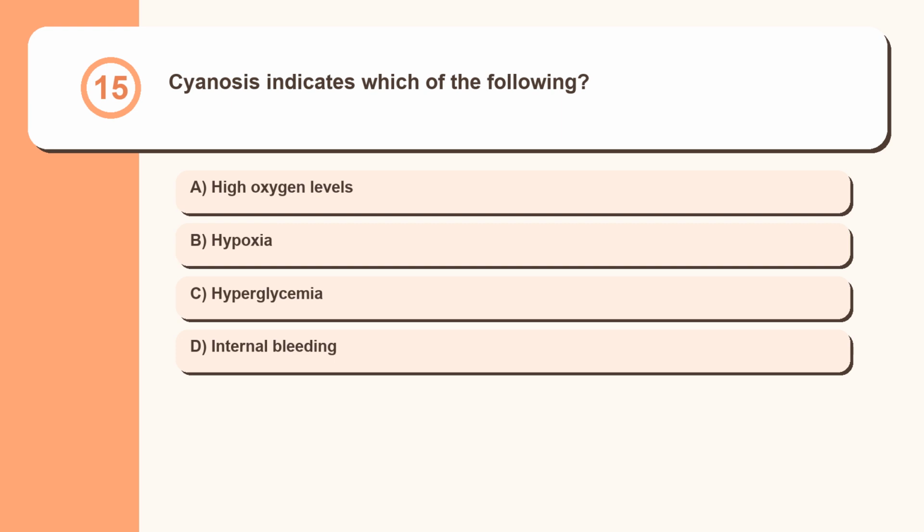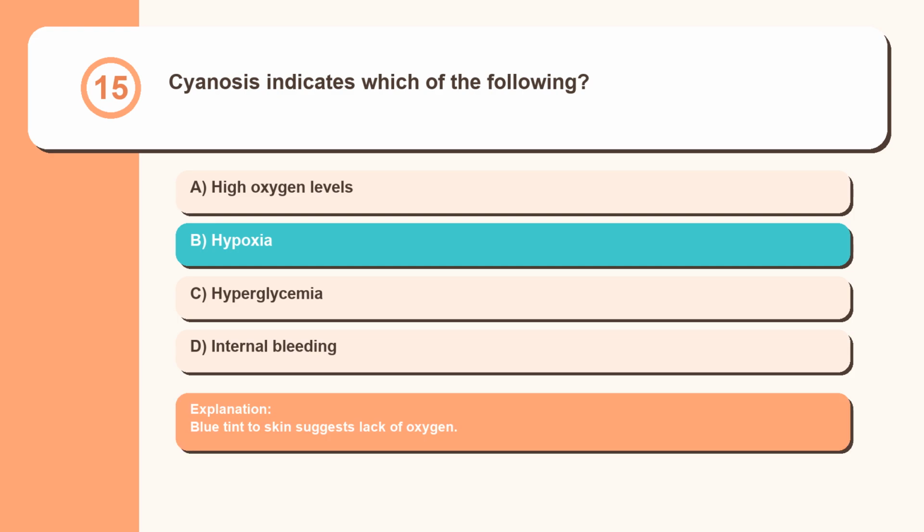Question 15. Cyanosis indicates which of the following? High oxygen levels, hypoxia, hyperglycemia, internal bleeding. Blue tint to skin suggests lack of oxygen.